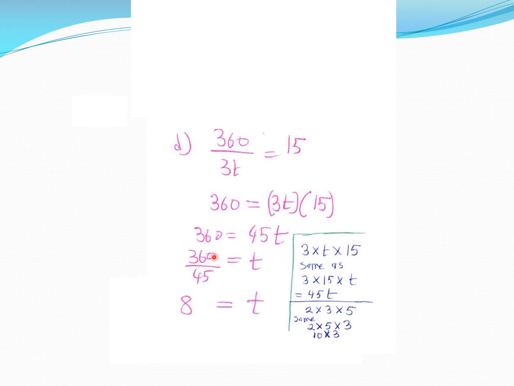So now that we've done that, the rest of the question becomes easy. 360 is equal to 45t. Divide both sides by 45. t equals 360 divided by 45. t equals 8.